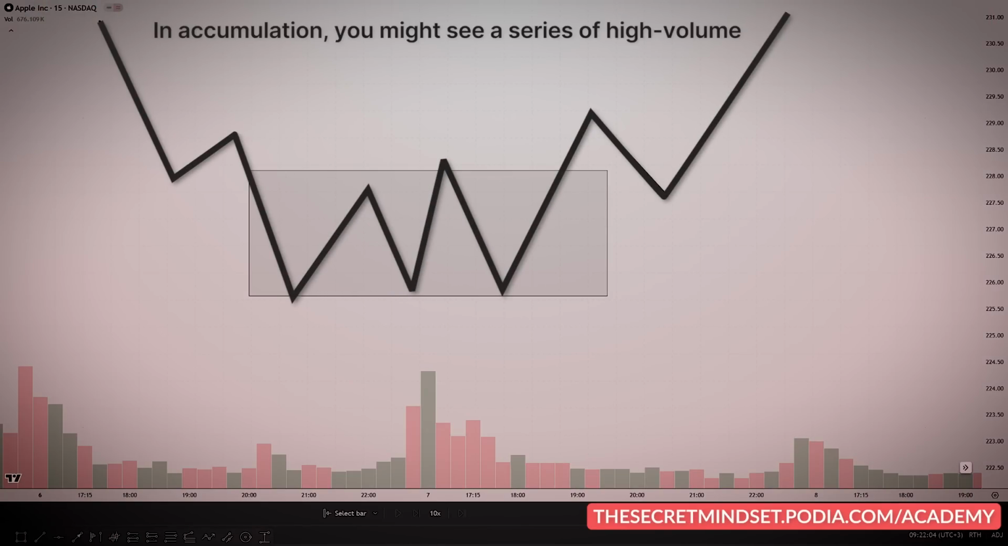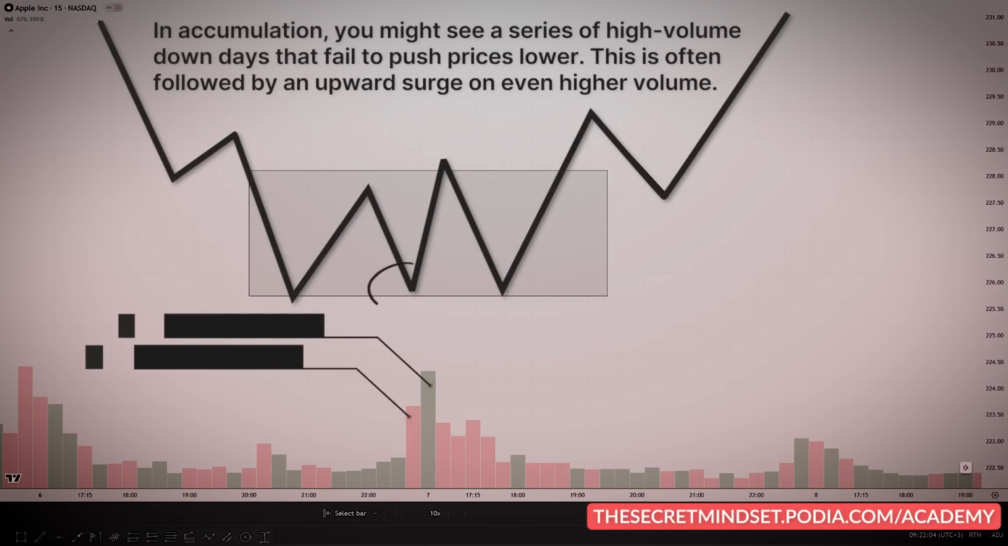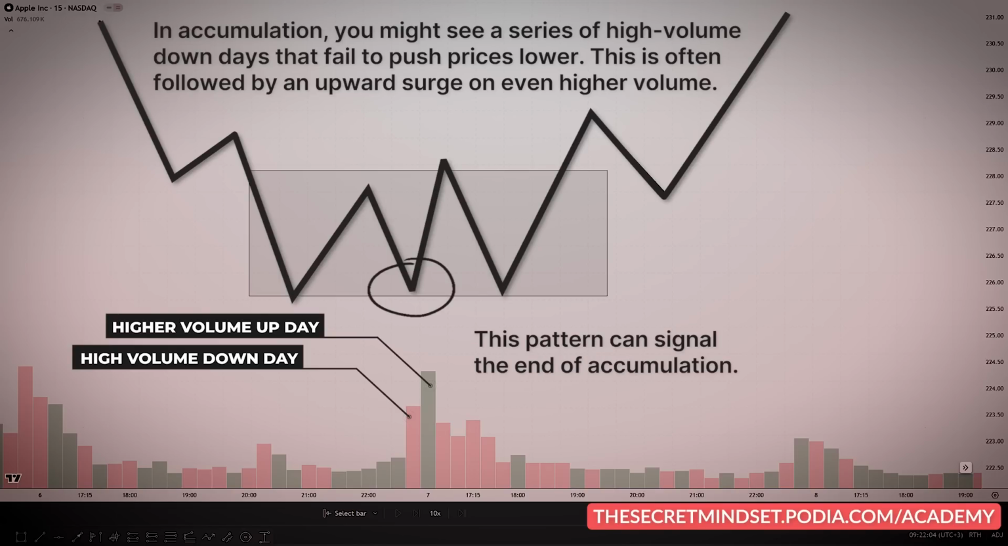In accumulation, you might see a series of high volume down days that fail to push prices lower. This is often followed by an upward surge on even higher volume. This pattern can signal the end of this phase and the start of markup.